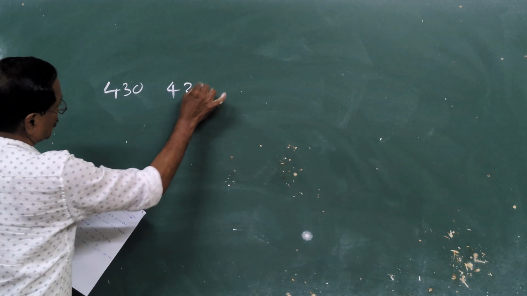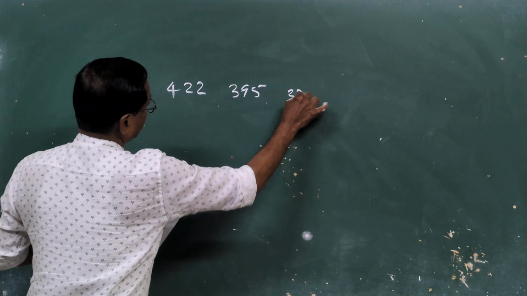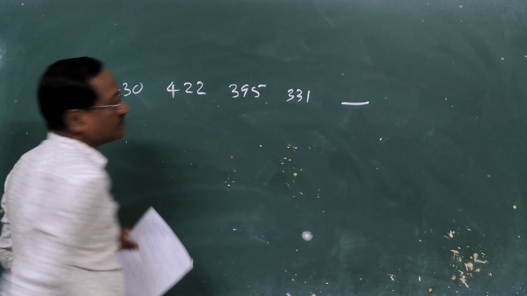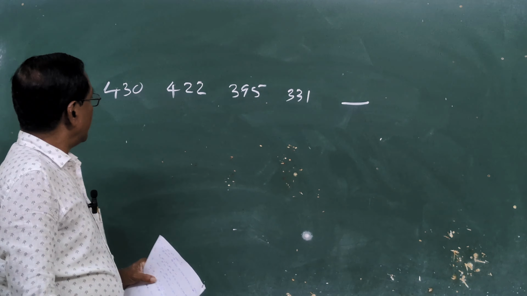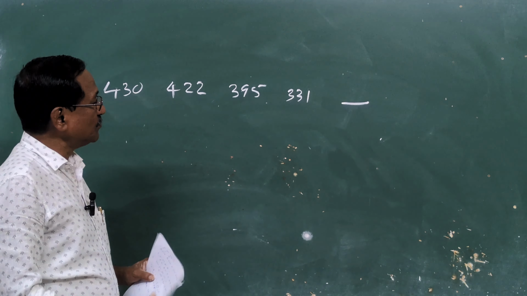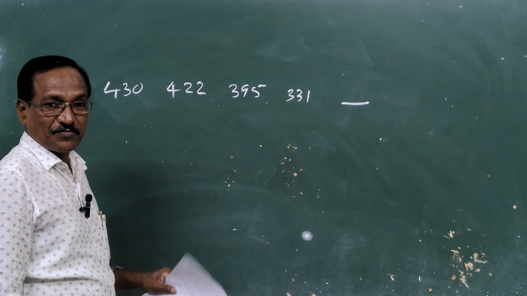$430, $422, $395, $331, then missing number. What is the missing number?